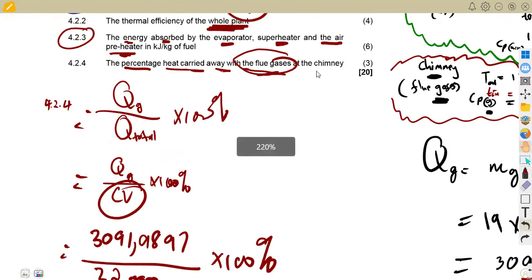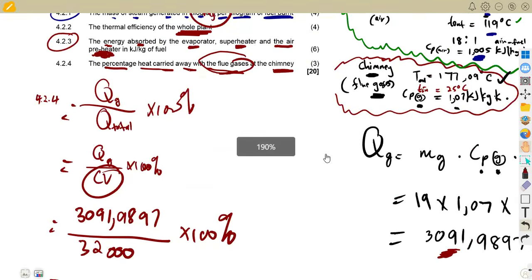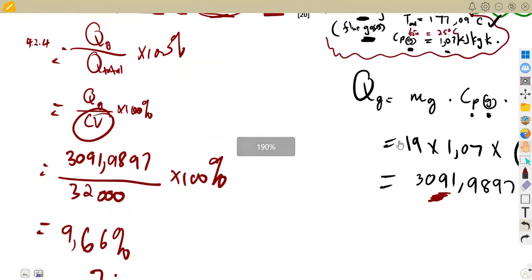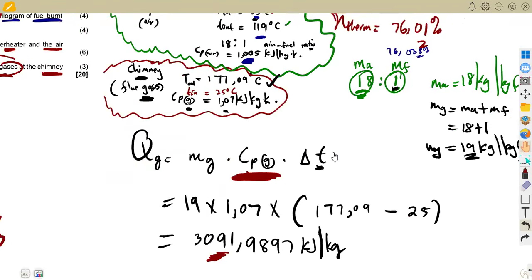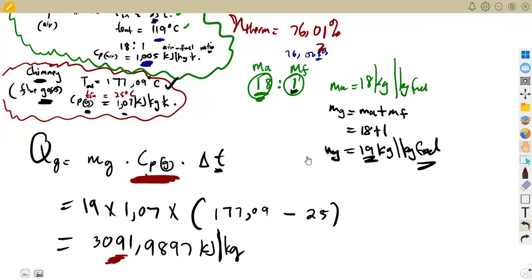And also they mentioned for you that at the chimney, you're supposed to know that the air is the one at the preheater, the air preheater. So at the chimney, we've got the flue gases. If you understand this, guys, you can answer any question, especially when you are given the specific heat capacities for each. We can calculate the heat absorbed at each point: the heat taken by the flue gases, the heat at the preheater, the one with the specific heat capacity.